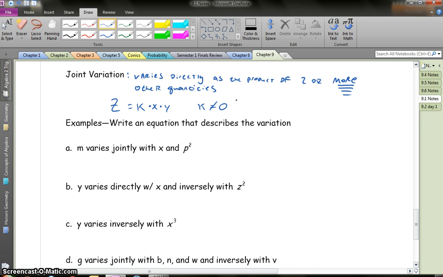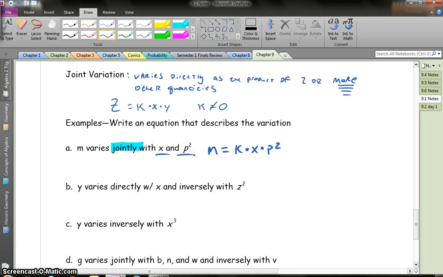These examples say write an equation that describes a variation. So they're all multiple variations. It says m varies jointly with x and p squared. The key word there is jointly, so we're talking about a joint variation. So k times x times p squared. Jointly is a direct variation with two or more pieces.